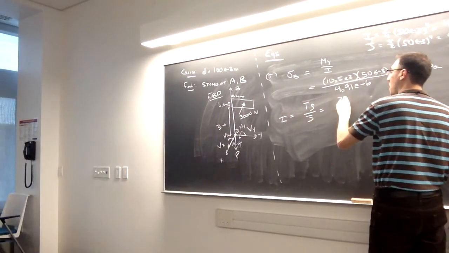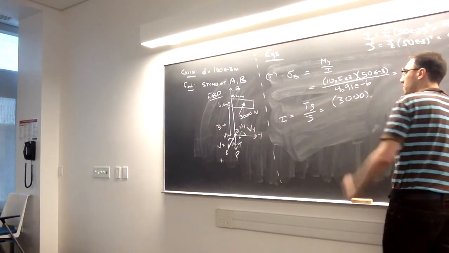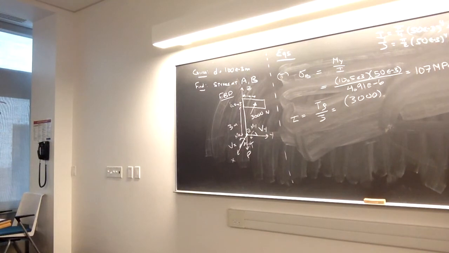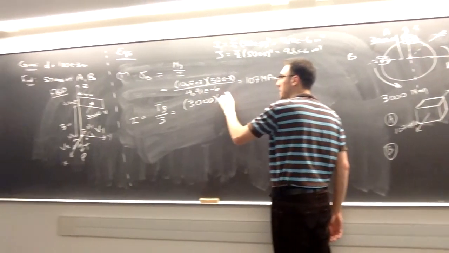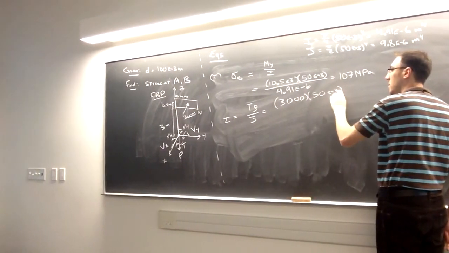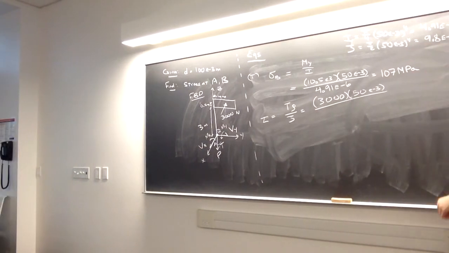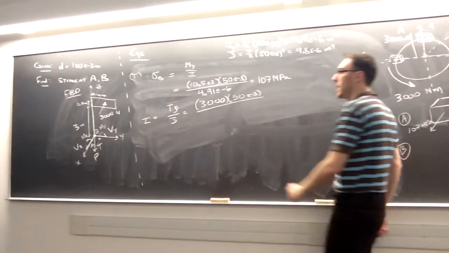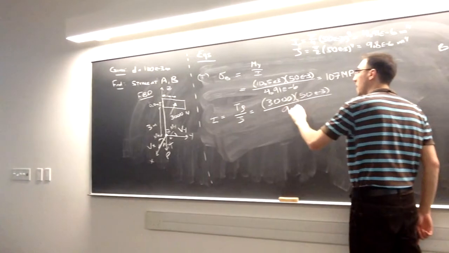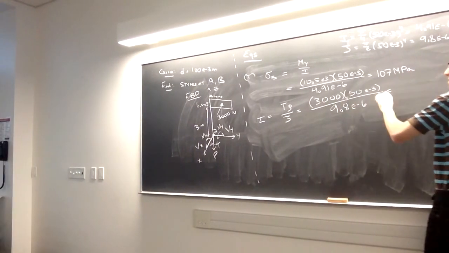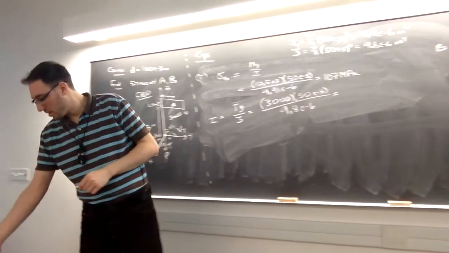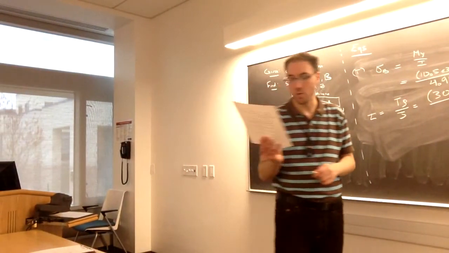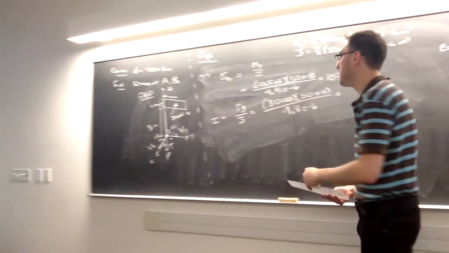So we know that our internal torsion was 3,000 Newton meters. Both A and B have the same value of rho, which is just the radius in this case, 50 millimeters. And the J we calculated before, 9.8 times 10 to the negative 6. Shear stress caused by the torsion, 15.3 megapascals.